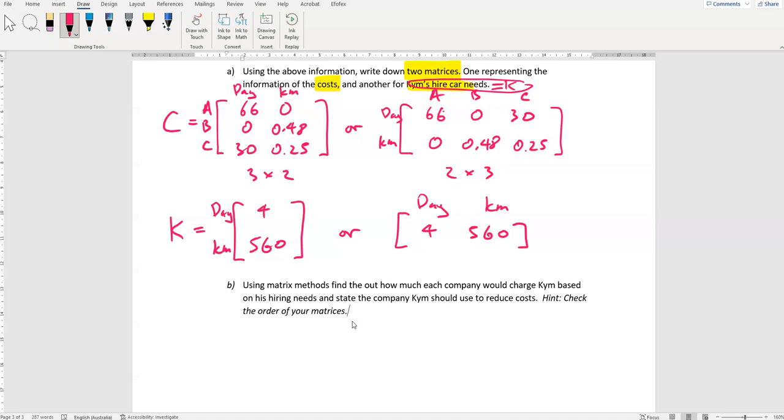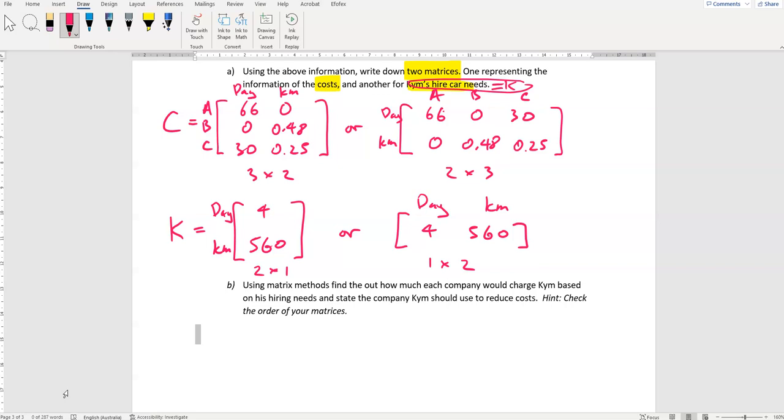So, check your order of the matrices because you've got either a 3x2 and a 2x3, or in this case a 2x1 and a 1x2. Now, which combination of multiplication could I do here? Could I do these two together? No. Because that's a 3x2 and that's a 1x2, so I can't do C times K, because that's 2 and a 1. That doesn't work.